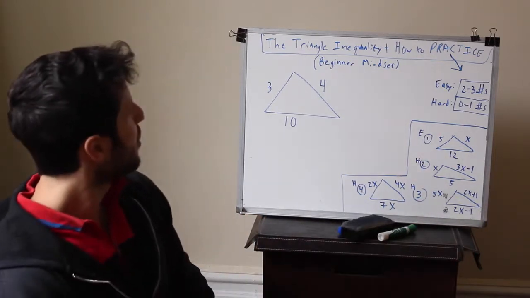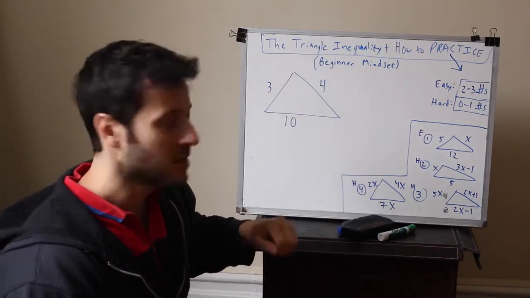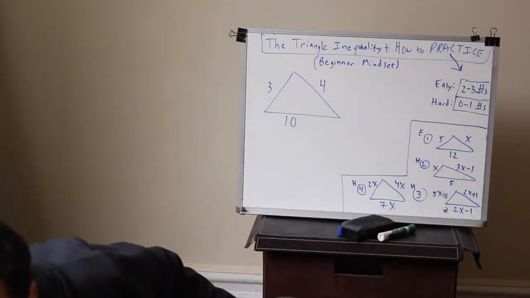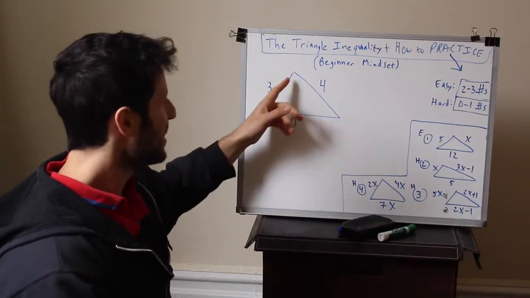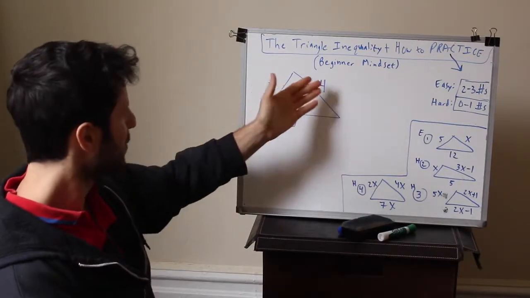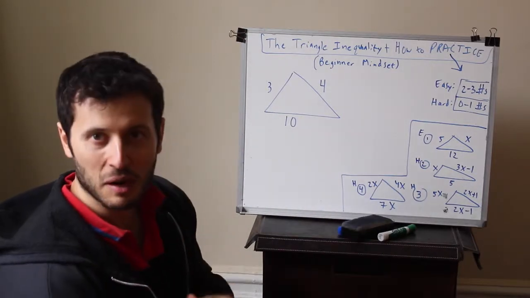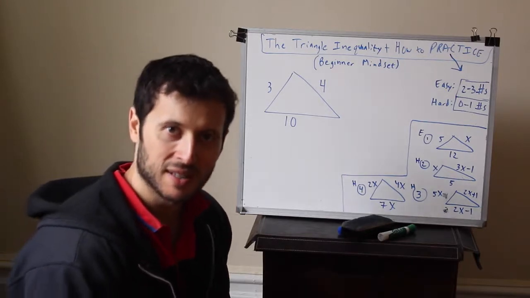All right, so what is the triangle inequality? Let's introduce it through an example. So we have this triangle. Hopefully you guys can see. It's a little bright. Okay, so here's a triangle, and I have 3, 4, and 10. So you might think, okay, so what about it? So here's my question to you guys.